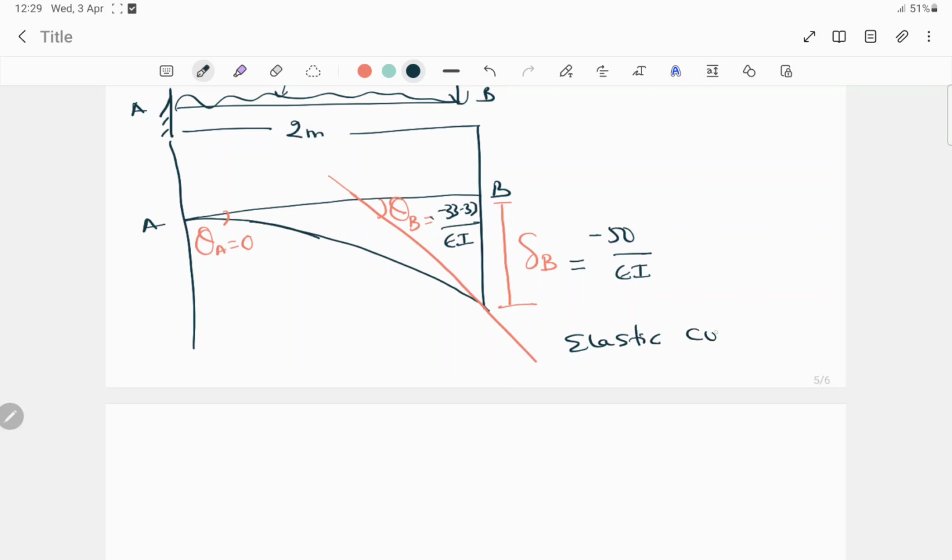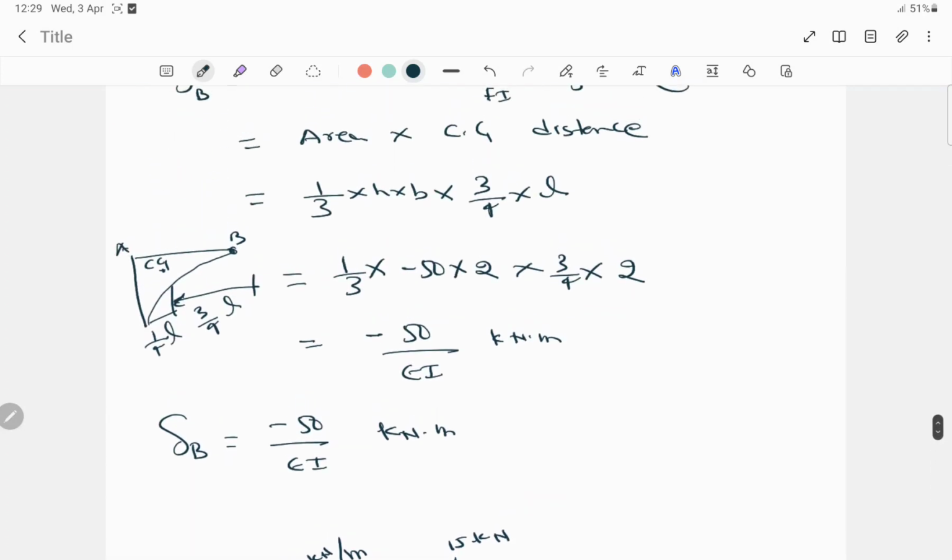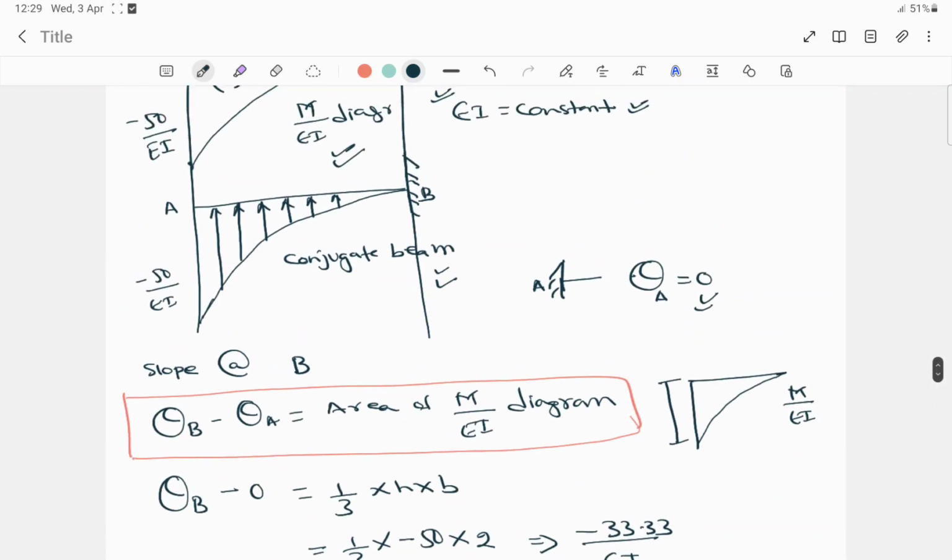Elastic curve. In my next video again I'll solve a problem based on the conjugate beam.